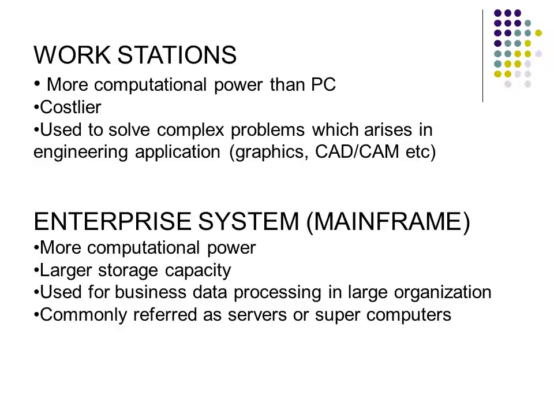The next computer is the enterprise system. It is also called a mainframe computer, and it has more computational power and a large storage capacity. This enterprise system is used in business data processing in large organizations. Commonly it is also referred to as servers or supercomputers.